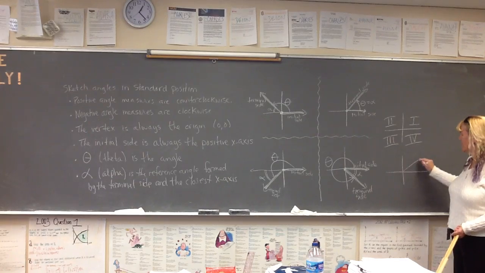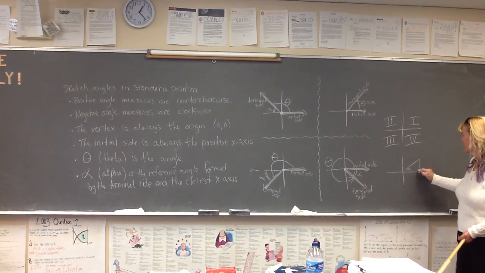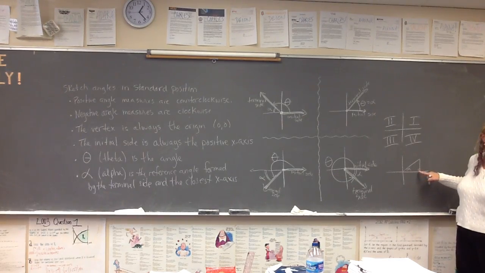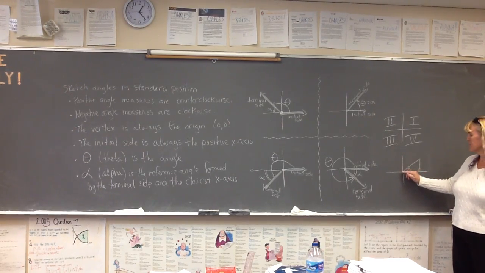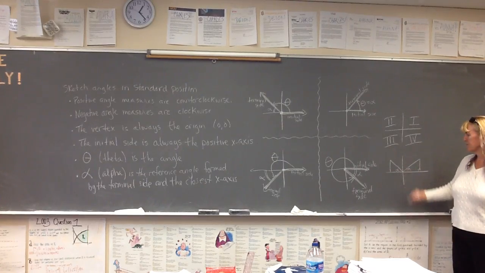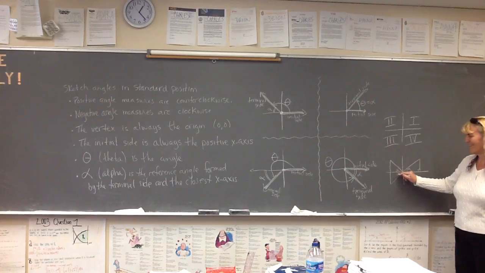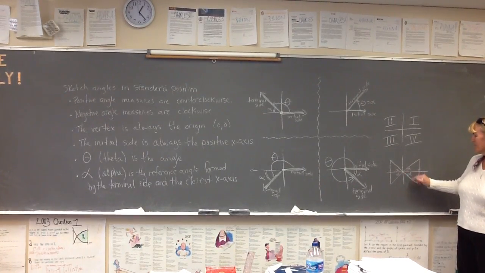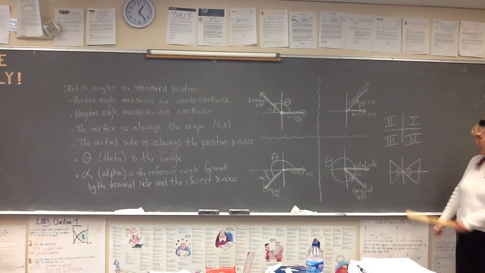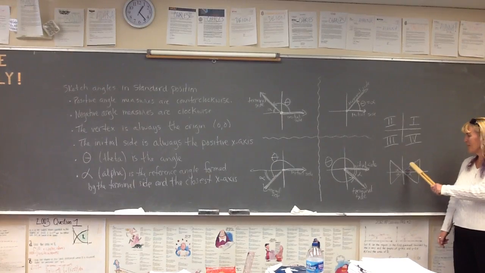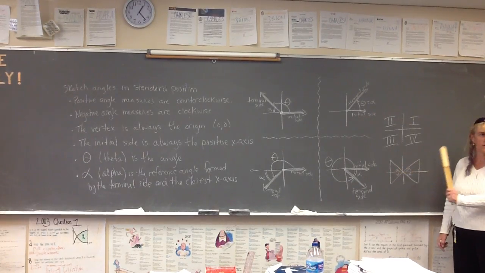If you're in quadrant 1, your alpha is right there. See it? Notice I connected down from my terminal side to my x-axis. If I'm in quadrant 2, my alpha is right there. If I'm in quadrant 3, my alpha is right there. And if I'm in quadrant 4, my alpha is right there. Got it? I heard somebody say it. What'd you say? Bow tie. Bow tie? Okay, so if you're not playing with one of the pieces of the bow tie, something's wrong.